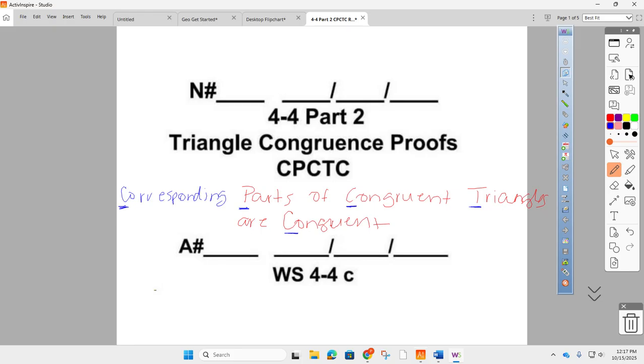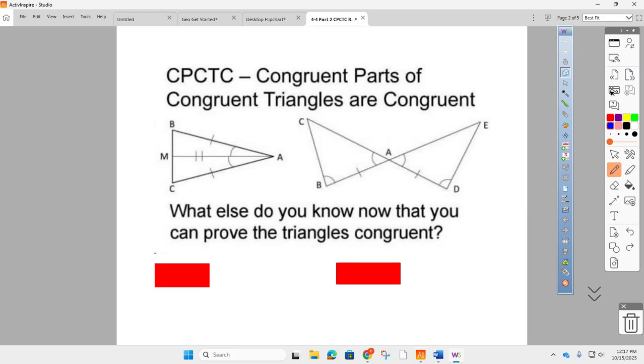Okay, jump right in and look at these two examples. So this is going to be example 1. This is going to be example 2. Yeah, that should be corresponding parts of congruent triangles are congruent, I believe. It says corresponding, I don't know why that says that. I guess it didn't get corrected. Okay.